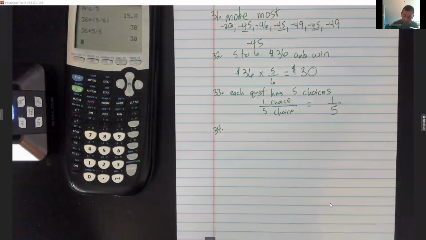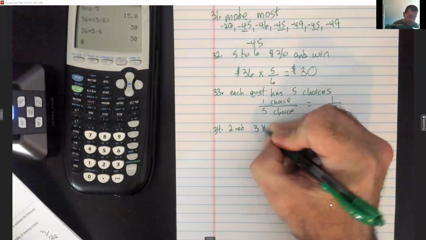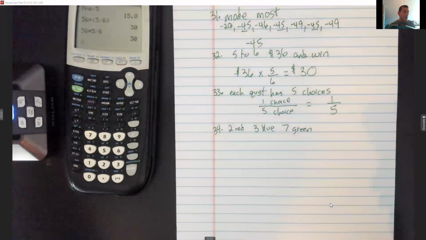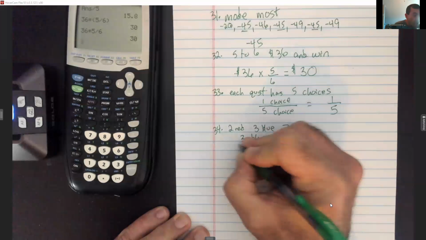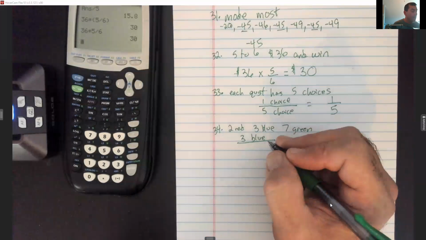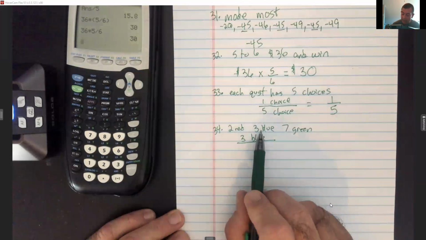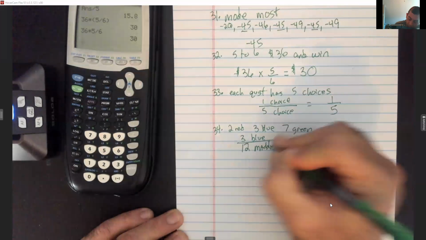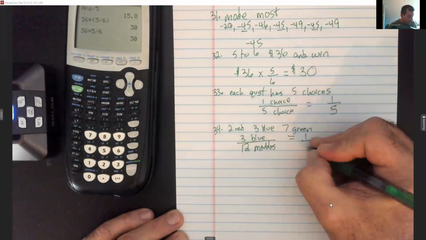A bag contains 2 red marbles, 3 blue marbles, and 7 green marbles. If a random marble is drawn from the bag, what is the probability that it is blue? So how many blue did we have? We had 3 blue. And then we have to see how many total marbles we had. We had 2 red, 3 blue, that's 5. 5 plus 7 greens is 12 marbles. So when you got 3 blue out of 12 marbles, that would reduce to a 1 over 4.